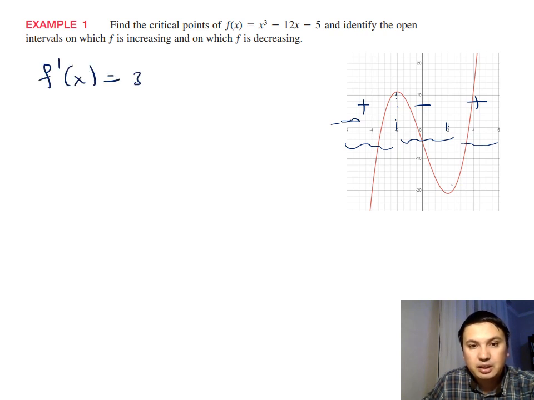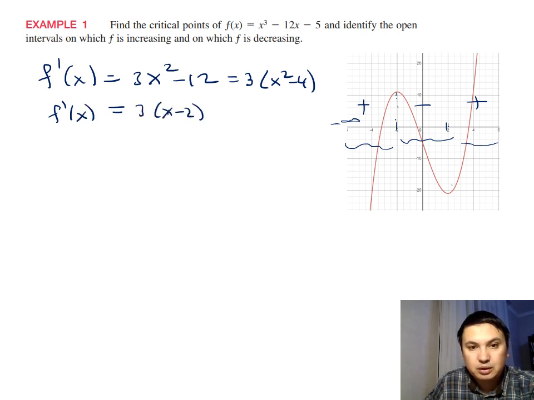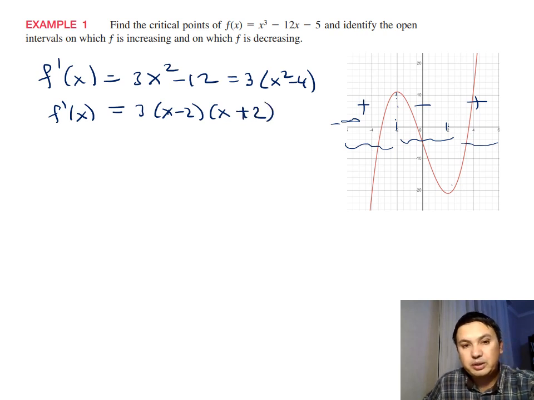What is this? This is 3x squared minus 12, which is 3 times (x squared minus 4), which is 3 times (x minus 2) times (x plus 2), right? So I want to find out when this function is positive and when this function is negative, right? So for this, I need to find the roots of the function, where it's 0, not negative, not positive, because there we will see the change of sign, right?